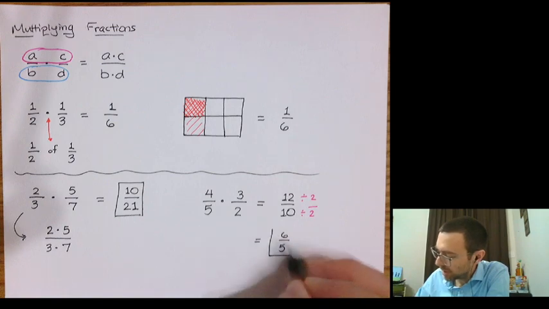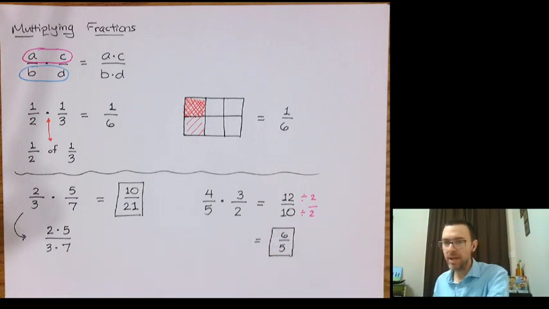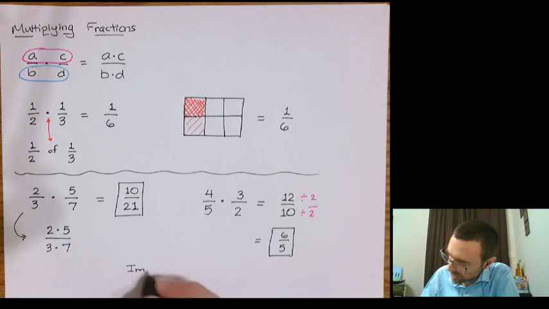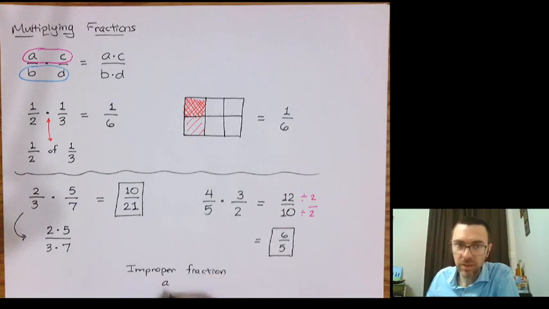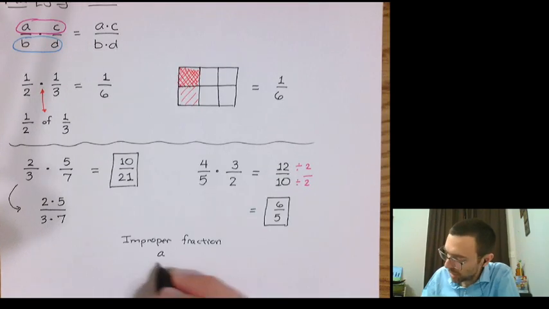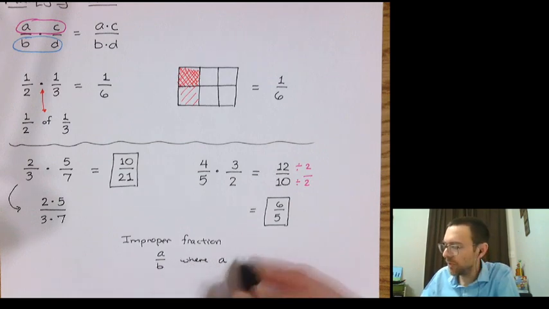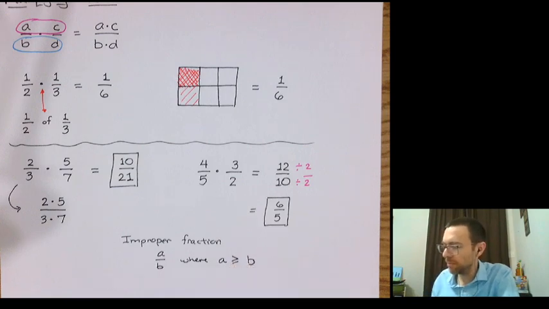Now, depending on what level you're at in math, you may or may not want to rewrite this. You may have teachers that say fractions like these are unacceptable, and I disagree. This is an improper fraction, and it's an improper fraction just because of the numerator. An improper fraction is a fraction of the form a over b, where the value of the numerator is greater than or equal to the denominator.